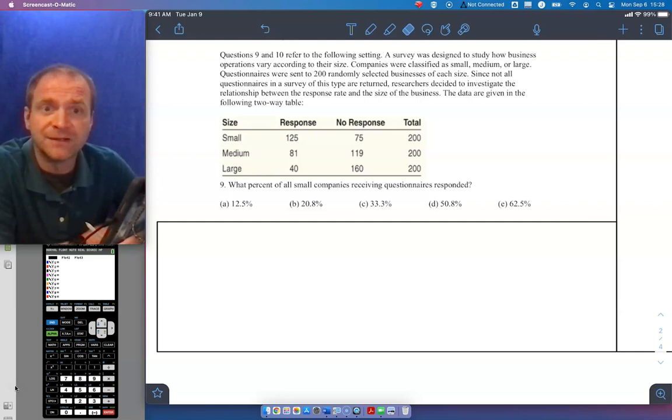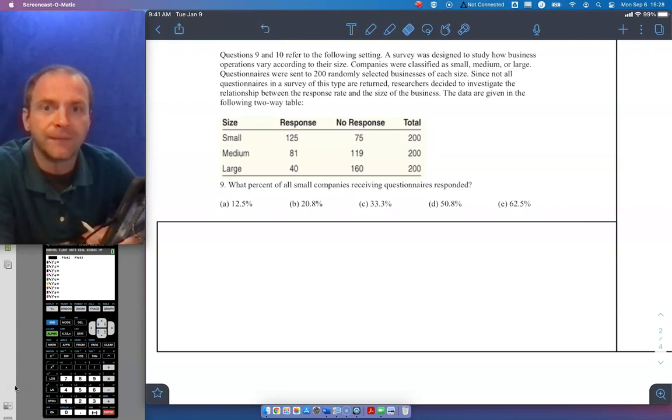It says the survey was designed to study how business operations vary according to their size. Companies were classified as small, medium, or large. Questionnaires were sent to 200 randomly selected businesses of each size, so that's 200 small, 200 medium, and 200 large. Since not all questionnaires in a survey of this type are returned, researchers decided to investigate the relationship between the response rate and size of the business. The data is given in the following two-way table.